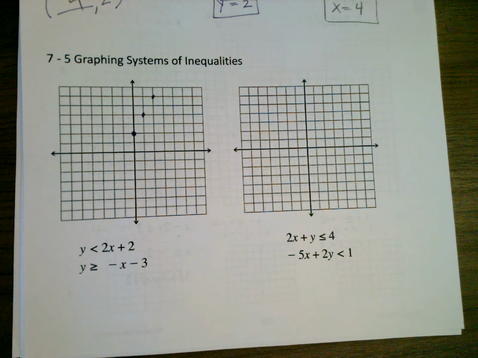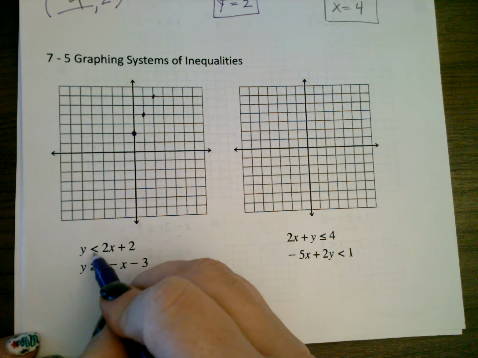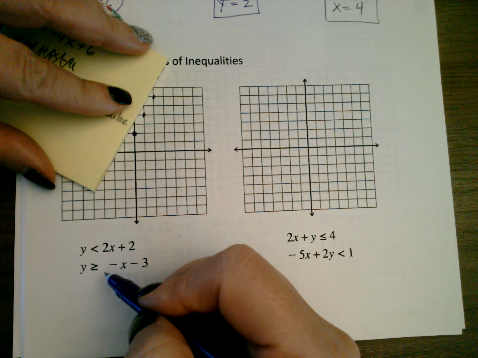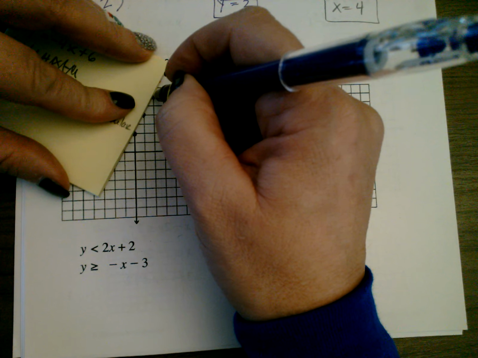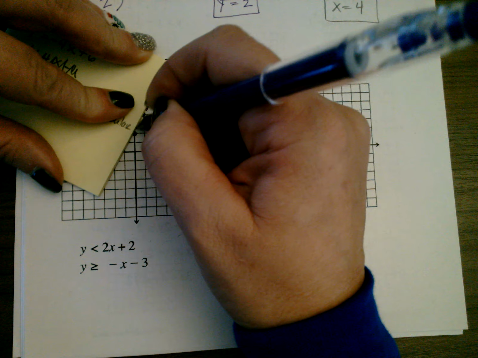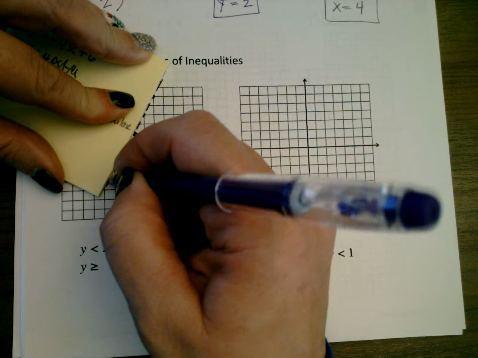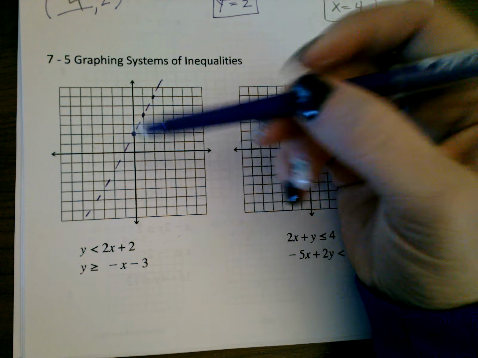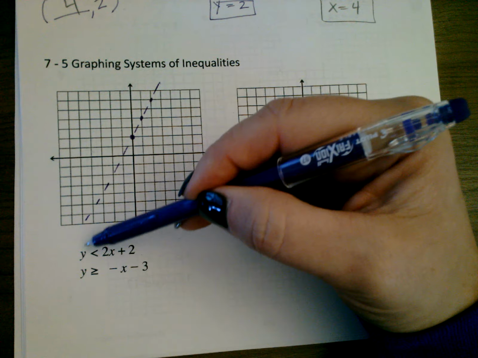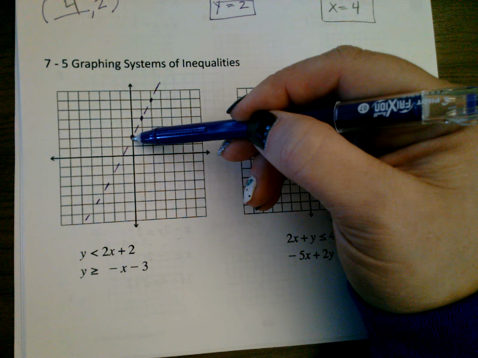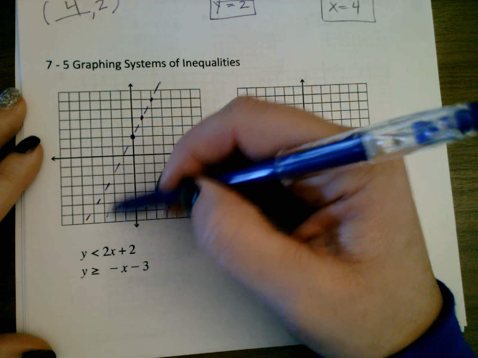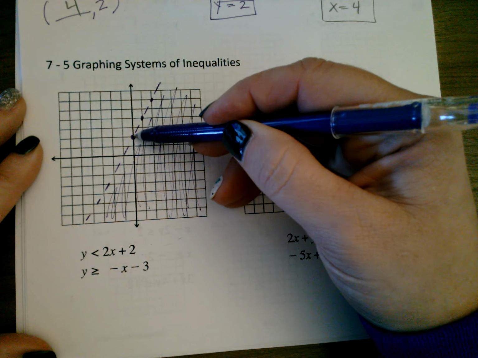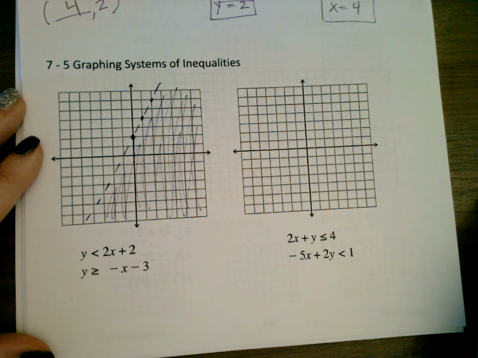Again, get your little straight edge out. Now, let's think back. This is not an equal to sign, so I know that I need to use a dashed line. So I'm going to try to make it very obvious that I have a dashed line. Putting my pencil on the y-intercept, I need all y's less than that, so I'm going to lightly shade below because below this point is where my y's are less.